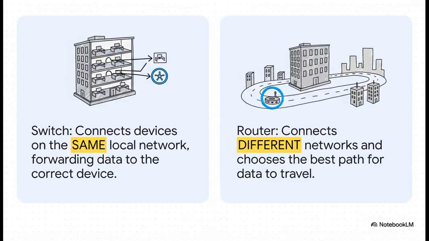Okay, let's zoom in on two of the most important traffic cops, a switch and a router. A switch, think of it like a mailroom sorter inside one single office building. It knows exactly which desk to send a letter to, as long as it's inside that same building. A router, though, that's like the city's main post office. Its job is way bigger. It connects your entire building to other buildings, other cities, even other countries. It's the one that figures out the best possible path for your message to travel a long distance.